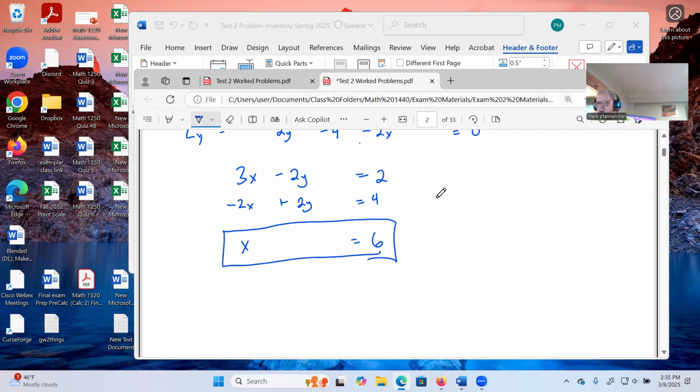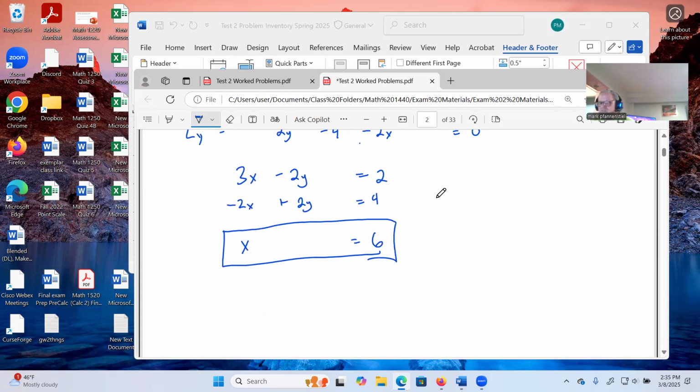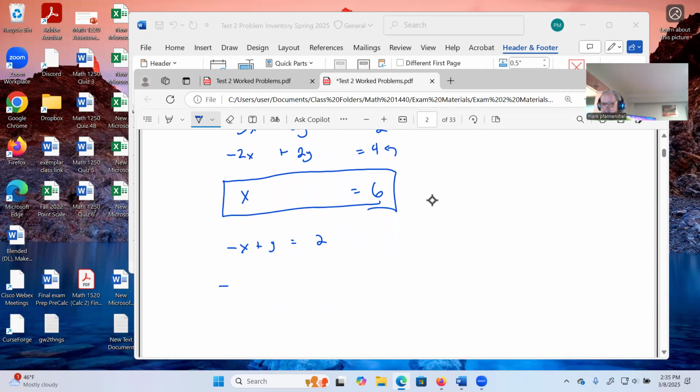In order to figure out y, pick one of the other two equations, put x in, and solve for y. I'll pick this equation. I'm going to divide everybody by 2 first, so I have negative x plus y equals 2. Since x is 6, I bring in the 6: negative 6 plus y equals 2. Add the 6 to both sides, and we end up with y equals 8. So we have our ordered pair: x equals 6, y equals 8.